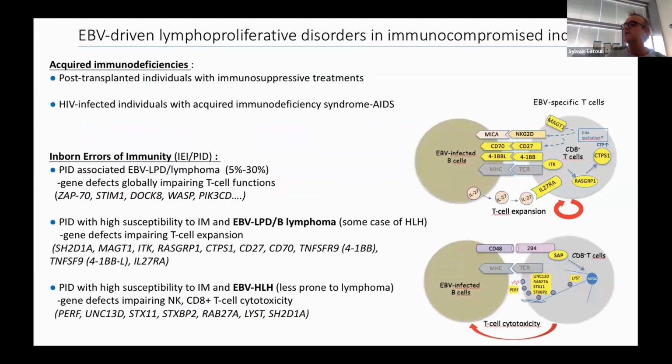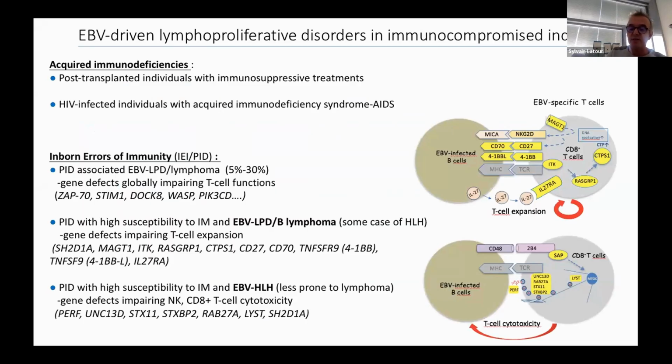So in the last group, the third group, these inborn errors of immunity are associated with a high susceptibility to develop HLH and are less prone to lymphoma. And these are caused by genetic defects impairing the cytotoxic function of T cells and NK cells.